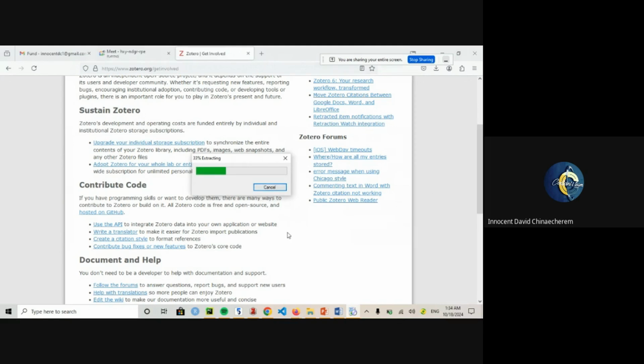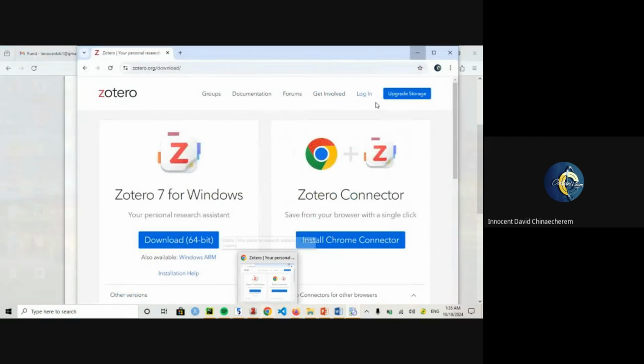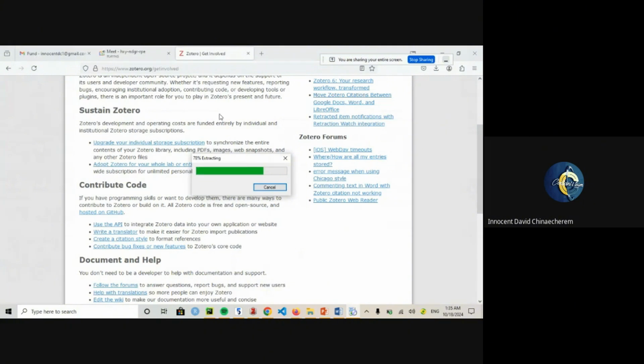So I'm going to let that run. If you're using Chrome as well, you also need to do the same thing and install your connector.